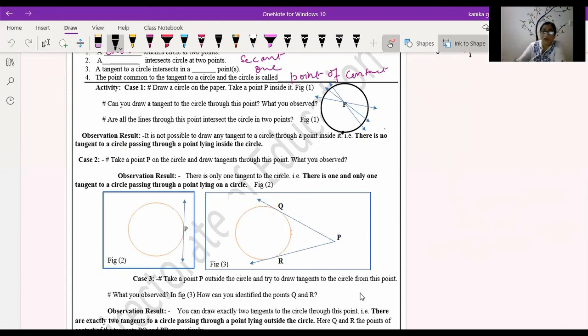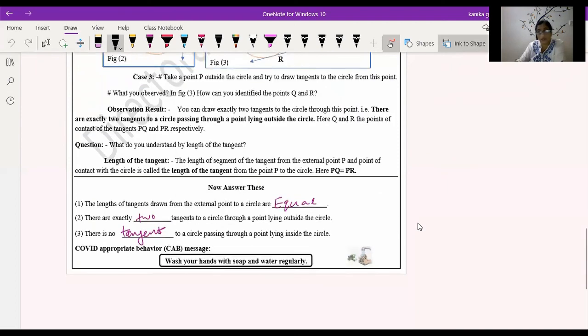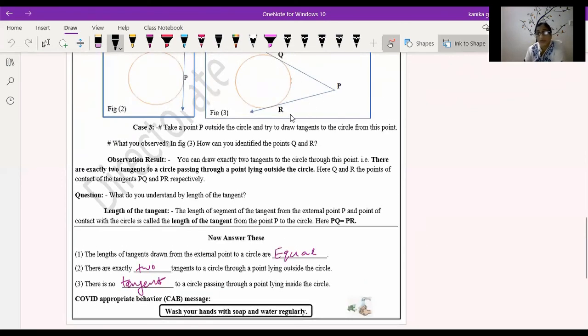Okay. So I think you already understand this. Now we have to solve these questions. The lengths of tangents drawn from an external point to the circle are equal. Now here we observe that QP and RP, the lengths of the tangents, are equal. There are exactly dash tangents to the circle through a point lying outside the circle. Here the point P lies outside the circle, and we get 2 tangents. The first tangent is QP and the other tangent is RP.